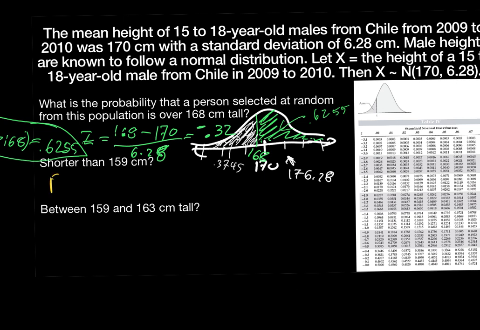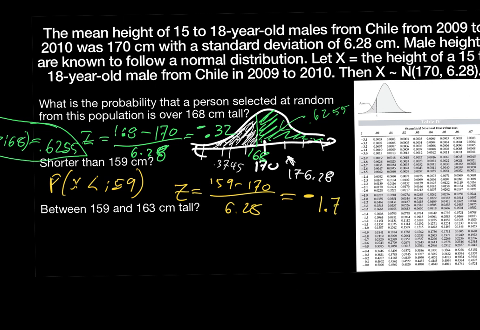What's the likelihood they're shorter than 159? Probability that x is less than 159. I do the same process. Z equals 159 minus 170 divided by 6.28. It's to the left of the mean, so again, I know it's going to be negative. Someone's going to shout out that answer for me. It's negative 1.75.